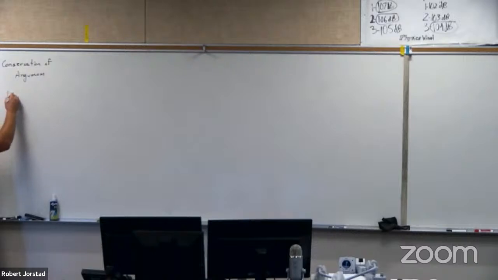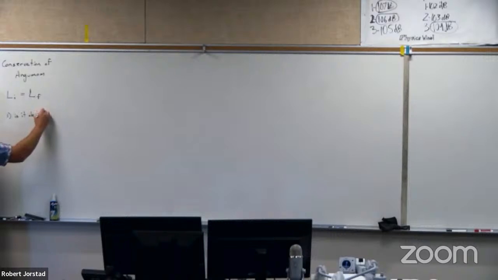So what we want to use is L initial equals L final, L being the symbol for angular momentum. And in particular, we need to check, is it okay to use? Does anyone remember the condition that has to be true if we want to be able to use conservation of angular momentum? Something had to be negligible or zero. The sum of external torque has to be either zero or approximately zero in order for this to be useful.